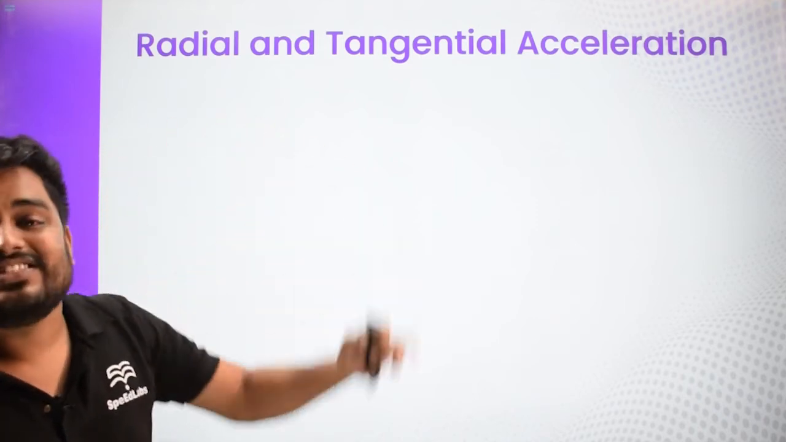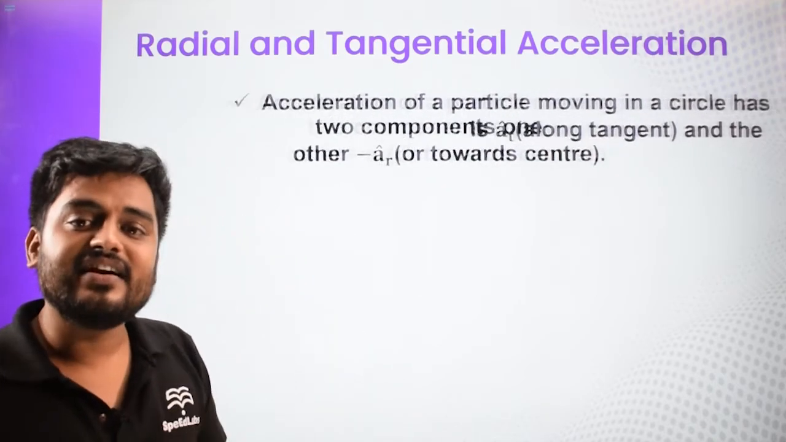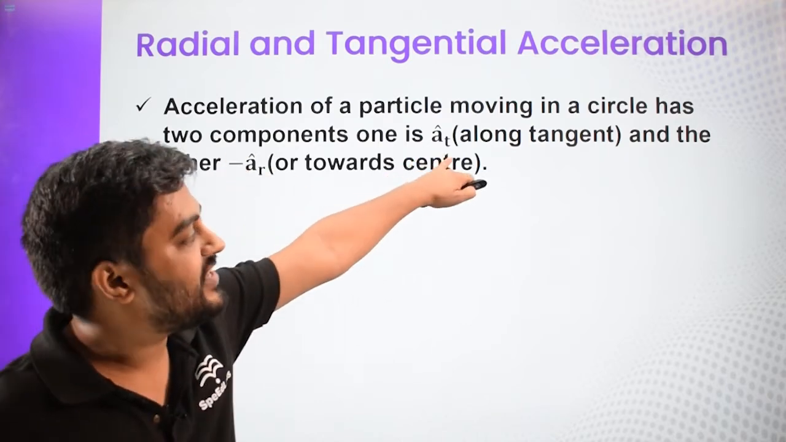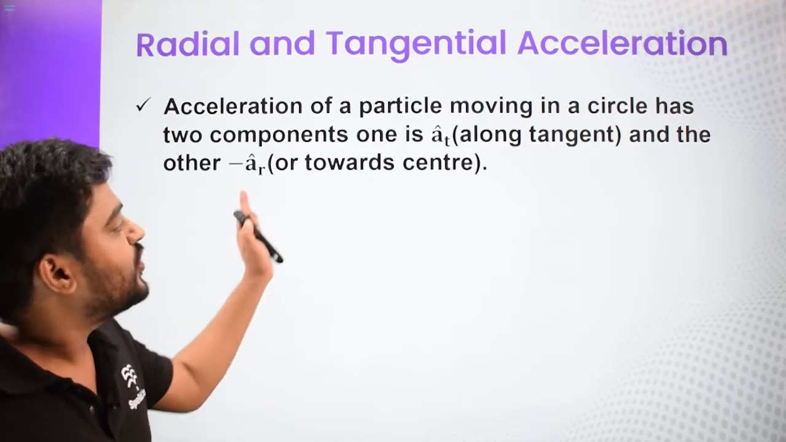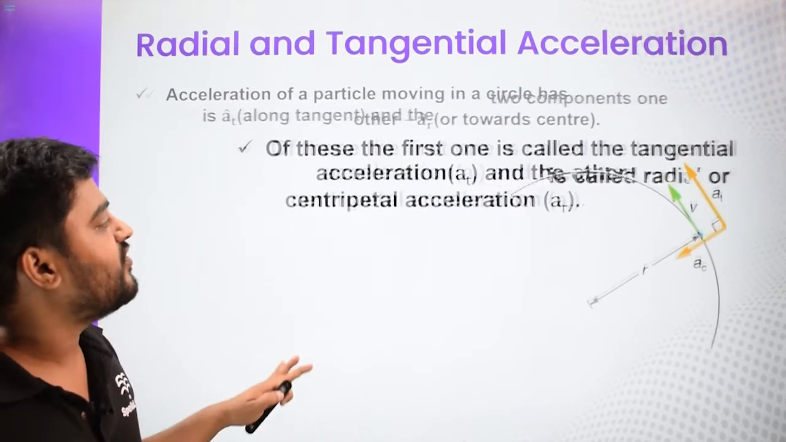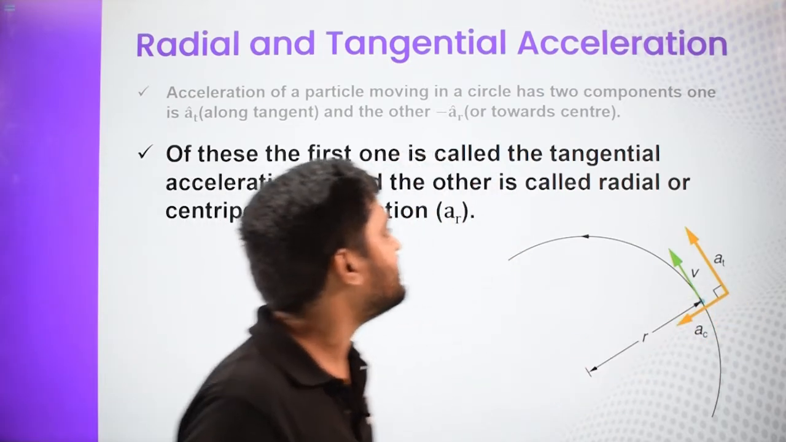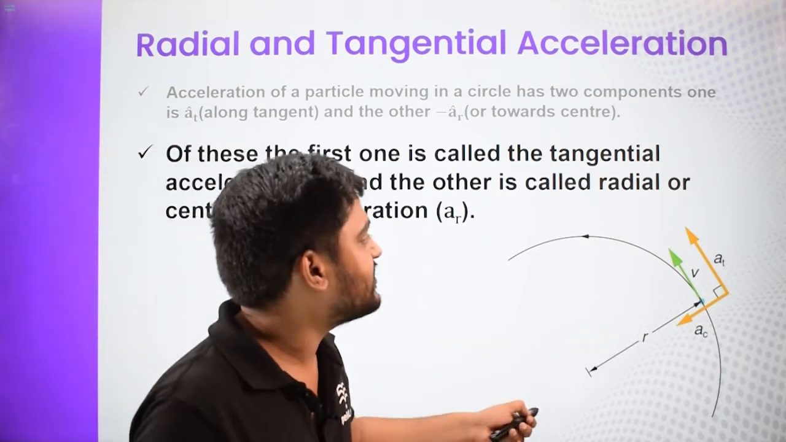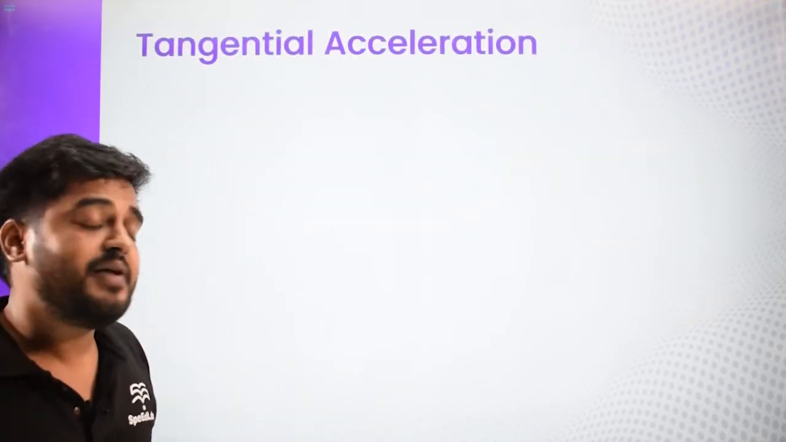Now let us discuss the radial and tangential acceleration. So when a particle performs rotation, it just doesn't have a single acceleration. There are two accelerations. One acceleration is basically AT, which is along the tangent, and another is basically AR, which is towards the center. The first one, AT, is called the tangential acceleration. And the one which is towards the center is called either the radial or centripetal acceleration, AR. Let us discuss them one by one.